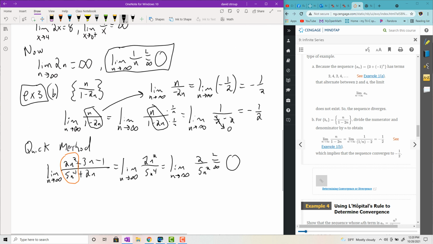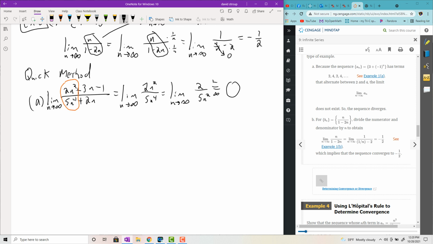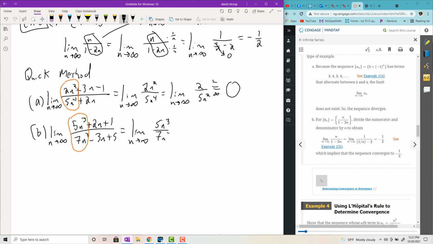So there are three different versions basically. The one where the degree in the denominator is bigger than the numerator will always equal 0. If the degree in the denominator and numerator are the same, you just get a fraction resulting. So if you have 5n cubed plus 2n plus 1 all over 7n cubed minus 3n plus 5, you end up with 5/7, right? If you just take that portion, the limit as n goes to infinity of 5n cubed all over 7n cubed, you're going to get the limit as n goes to infinity of 5/7, which is 5/7.